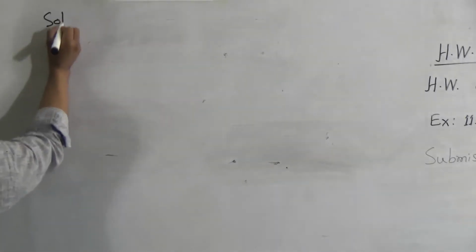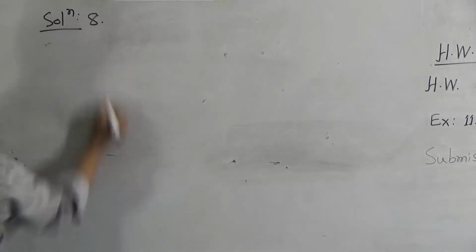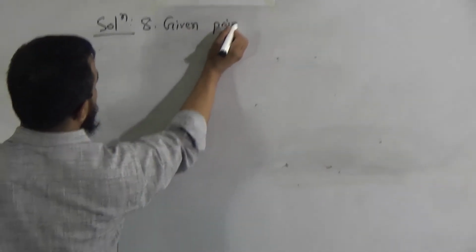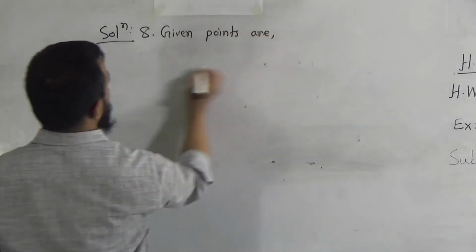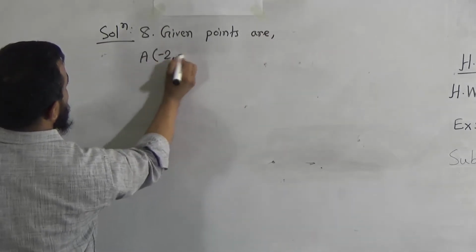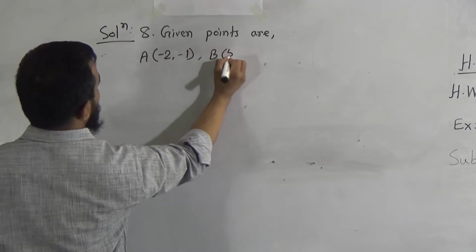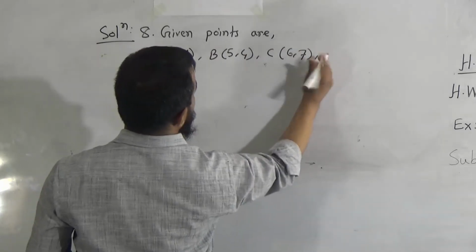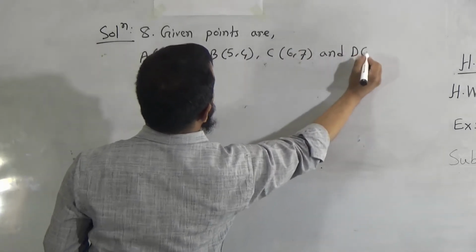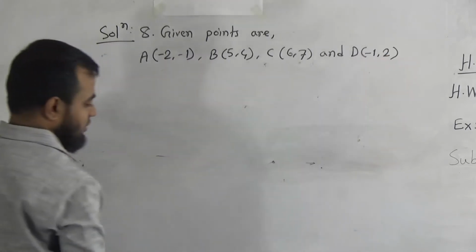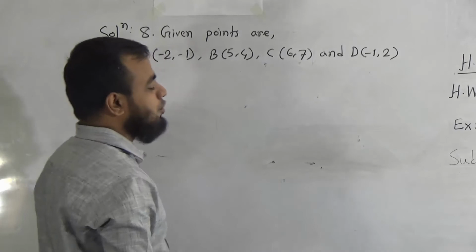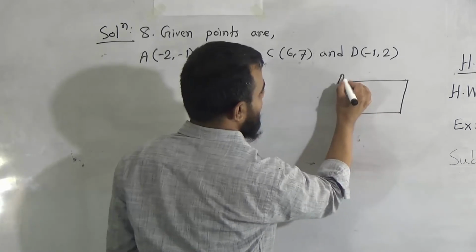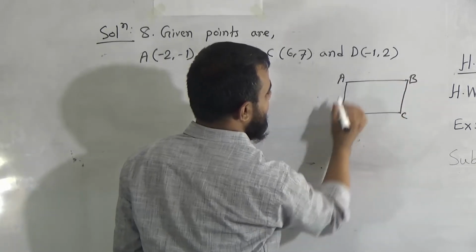Solution of 8. The given points are A(-2, -1), B(5, 4), C(6, 7) and D(-1, 2). Dear students, to do this one, we need to find out the four lengths at first. Suppose A, B, C, D, these four points are given here.